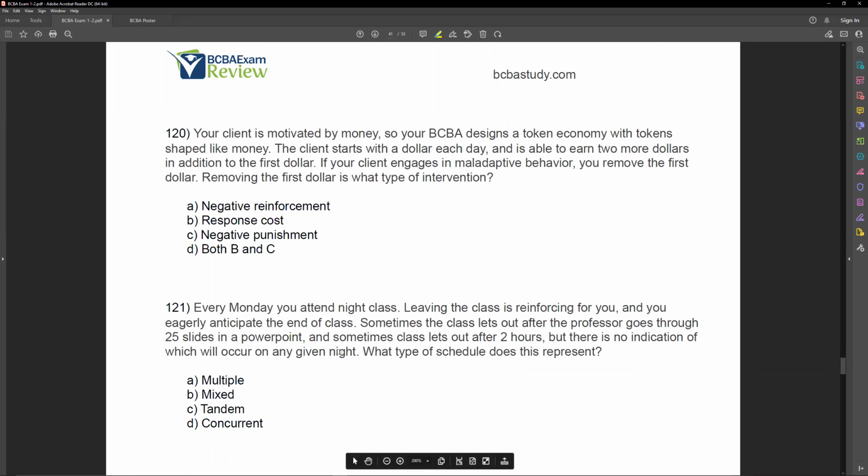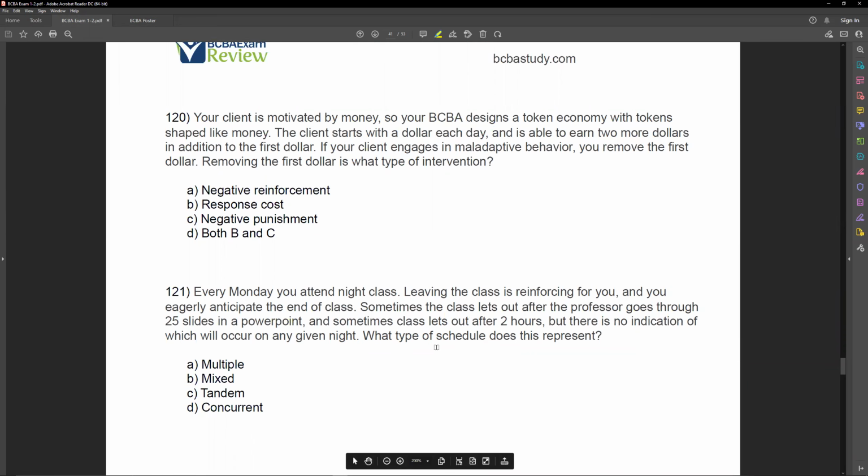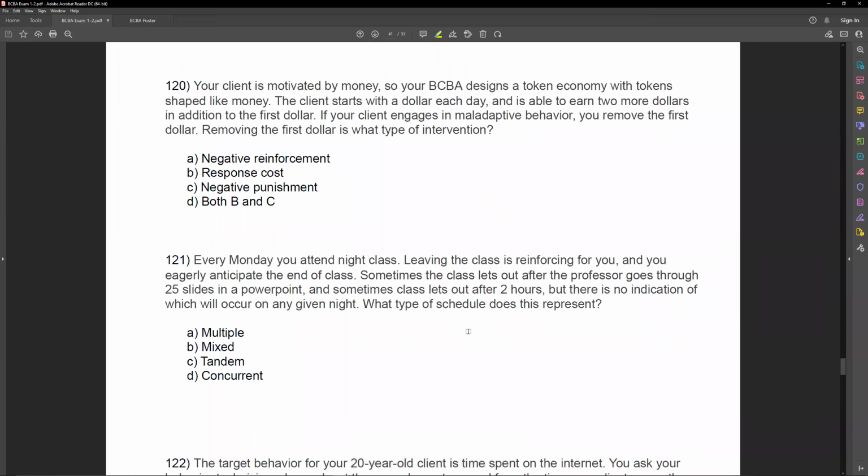Okay, 121. Every Monday, you attend night class. Leaving the class is reinforcing for you, and you eagerly anticipate the end of class. Sometimes the class lets out after the professor goes through 25 slides in a PowerPoint, and sometimes class lets out after 2 hours. But there's no indication of what will occur on any given night. What type of schedule does this represent?